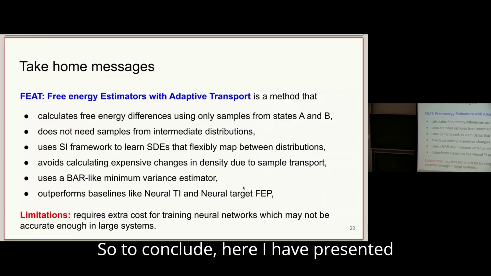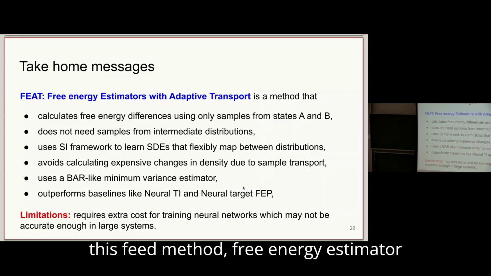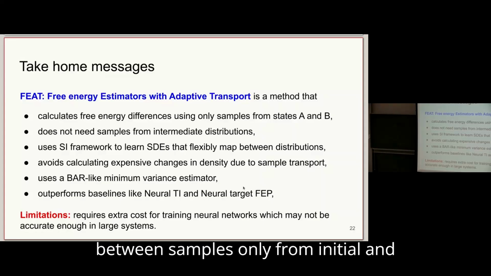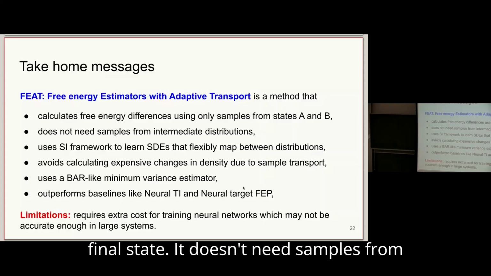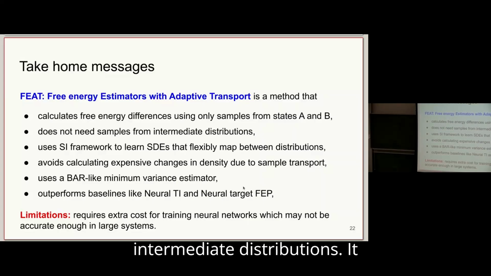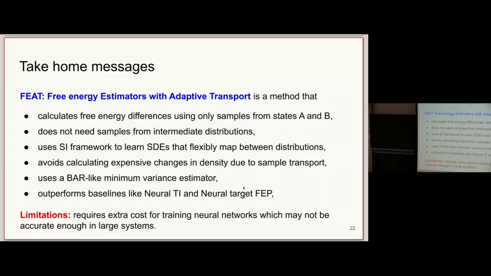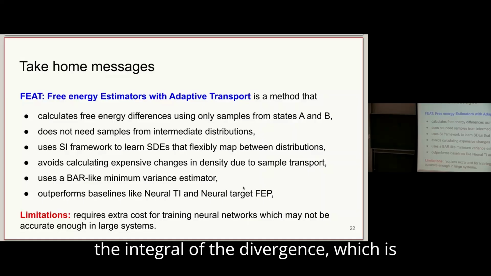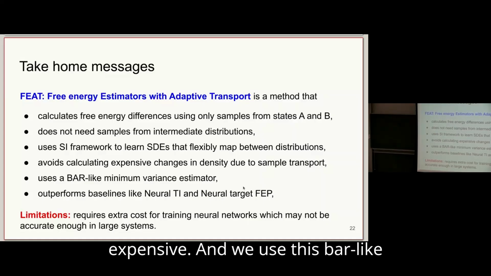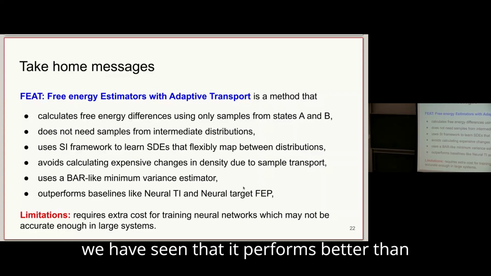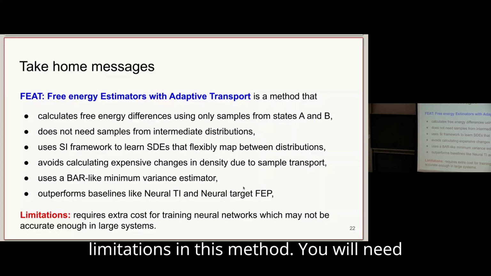So to conclude, here I have presented this FEAT method, free energy estimator with adaptive transport. It calculates the free energy differences using samples only from the initial and final state. It doesn't need samples from intermediate distributions. It uses this stochastic interpolant framework to learn SDEs that map between the two distributions. It avoids calculating changes in density, so we don't need to calculate the integral of the divergence, which is expensive, and we use this BAR-like estimator that has minimum variance, and we have seen that it performs better than other baselines. Obviously, there are limitations in this method.